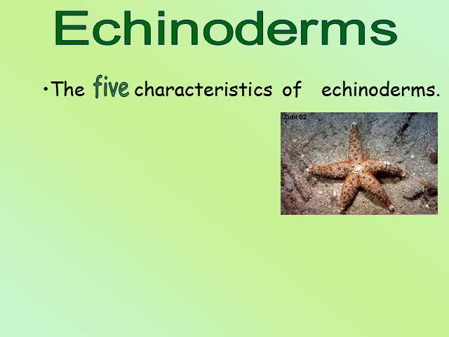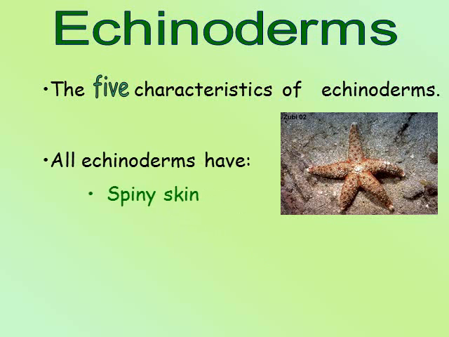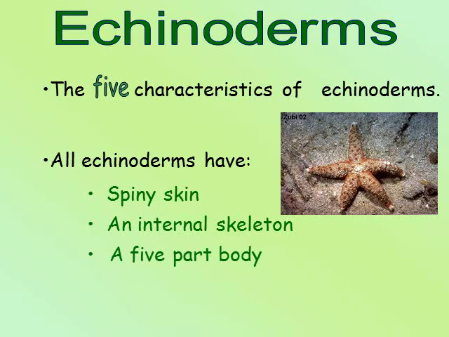So when we think of echinoderms, we often think of the number 5, right? So think of like a sea star. A sea star usually, but not always, has 5 arms. Now, all the echinoderms do have spiny skin. They all do have an internal skeleton. So this is the first time we've ever seen an internal skeleton. And they have, again, that 5-part body plan, that things are found in 5s.